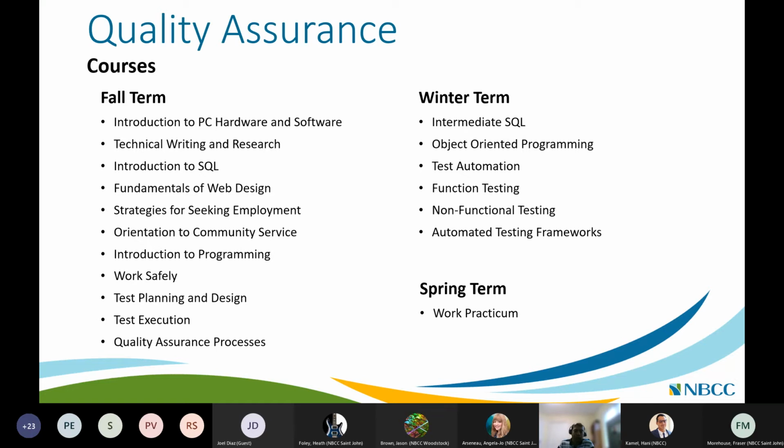So what courses will we be learning? Well, the quality assurance program is a 1-year program, but it has a lot of courses in it. In the fall term, you can see there are 11 courses that you're going to go over. Some of them are only a couple of weeks, or even the orientation to community service is just a couple of hours. So those are smaller. Still, we have 7 or 8 courses that are going to be a little bit longer.